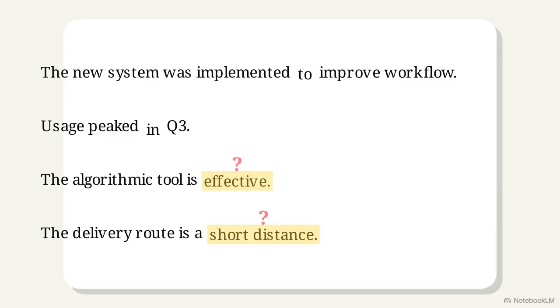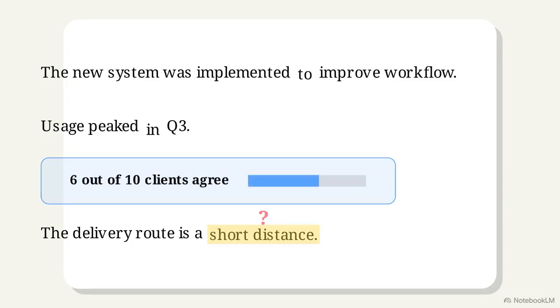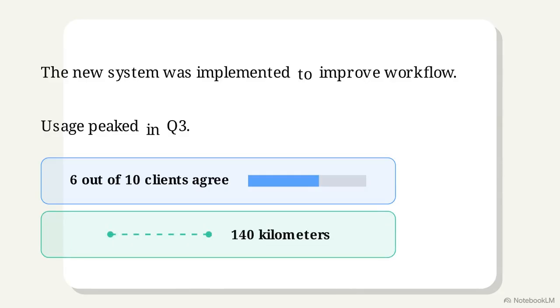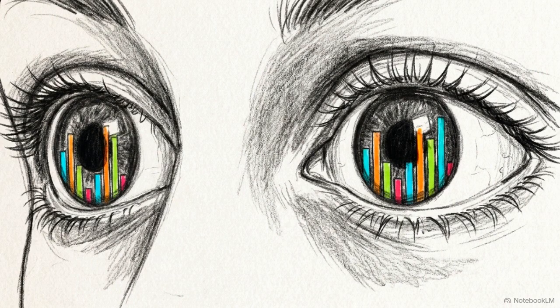Instead of telling a learner that an algorithmic tool is effective, show them that 6 out of 10 clients agree. Instead of saying a delivery route is a short distance, specify 140 kilometers. Corporate buzzwords make readers tune out. Hard, specific facts provide the actual motivation to learn the material.